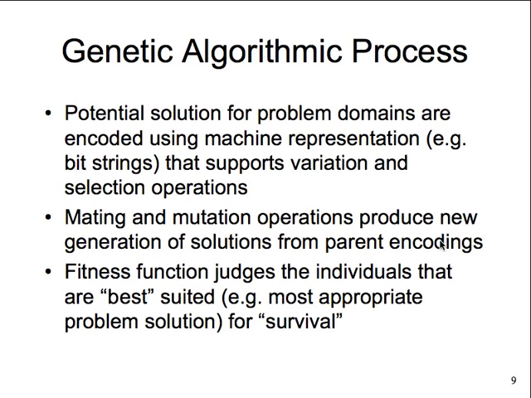So anyway, in the real world, going back to genetic algorithmic processes here, mating and mutation operations produce new generations of solutions from parent encodings. So they're new combinations. So we're mimicking kind of like what happens in the real world with a computer science solution to a traveling salesperson problem, essentially. So a fitness function judges the individuals that are best suited, the most appropriate problem solving for survival.